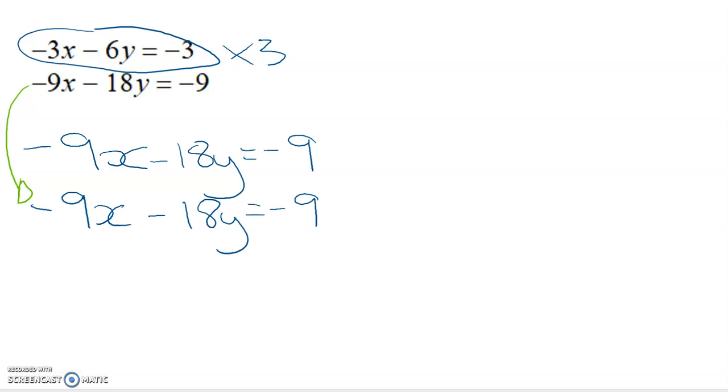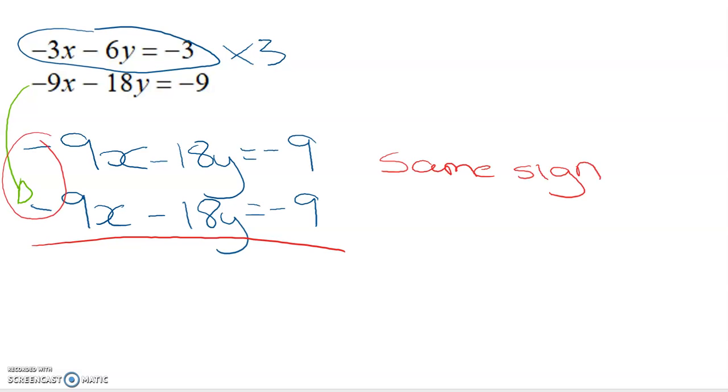Okay, so we now need to decide, are we going to add or are we going to subtract? How you do that is you have a look at the signs. The same sign, these two are the same here, means you're going to subtract. You don't really need to remember that because you can work it out. If I was to add negative 9, I'd end up with negative 18, and what we want is 0. So in this case, addition wouldn't work.